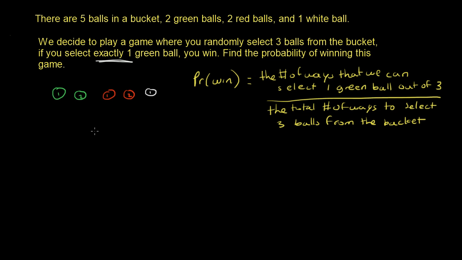So now let's go ahead and start by thinking about the numerator. So the number of ways that we can select 1 green ball out of 3. Okay, so if we get a green ball, let's think about that. So we got a green ball. Now there's 2 different green balls that we could have selected. Right? So we could have gotten the first green ball, the one with the number 1 on it, or we could have gotten the green ball with the number 2 on it, right? And so what is that? That's actually 2 different balls, and we're selecting only one of them, right?